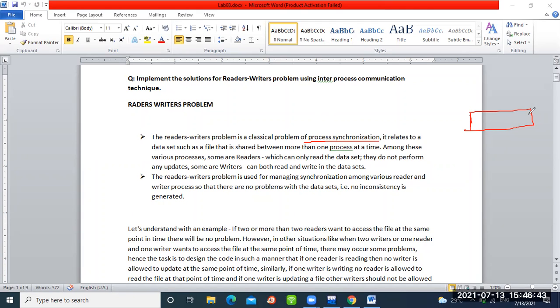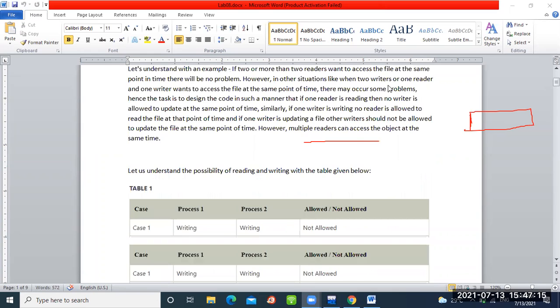And what will the reader do? Reader will simply read the data from the data set, and what will the writer do? Writer can perform both the read operation as well as the write operation on the data set or file. Okay, so since it's a synchronization problem, we have to manage these readers and writers in such a way that the data set should be consistent. Fine. So we will take four conditions here, as I already said.